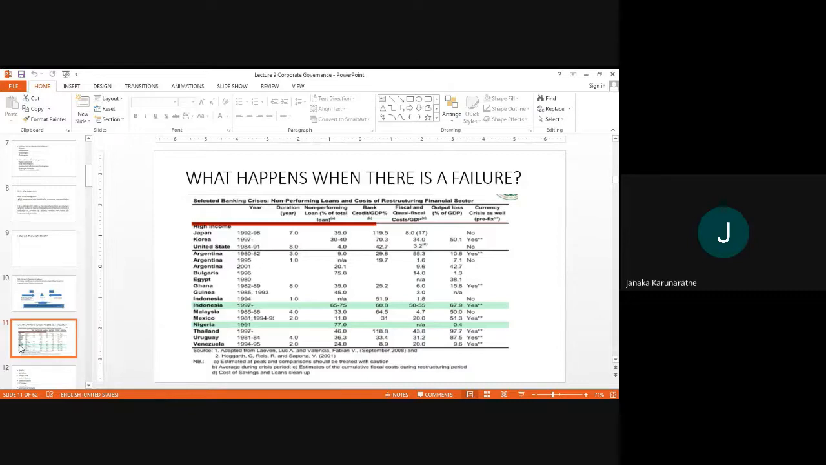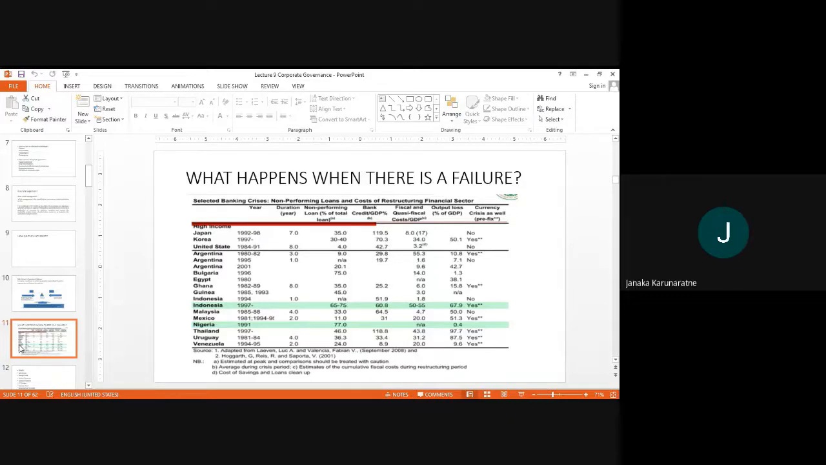Now take the example of Japan in 92 to 98, almost seven years. Non-performing loans went up to 35%. Bank credit to GDP 119.5%. Fiscal and quasi-fiscal cost, that is the impact on cost to the government, 8% of GDP. And was there a currency crisis? There was no currency crisis. But if you look at Korea in 1997, NPLs went up to 30 to 40%. Cost to the GDP is 34%, significantly high. And output loss is 50.1%. And a currency crisis as well.